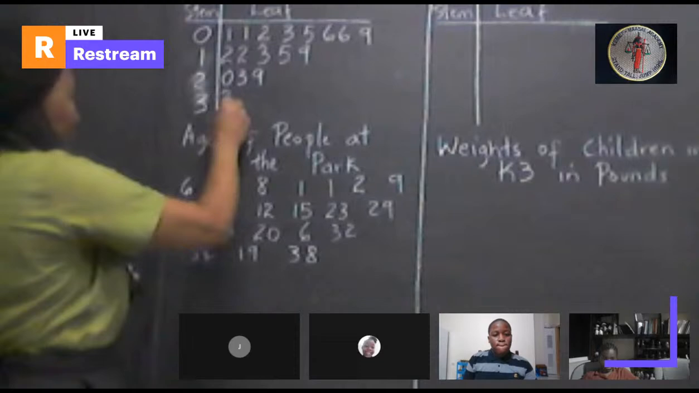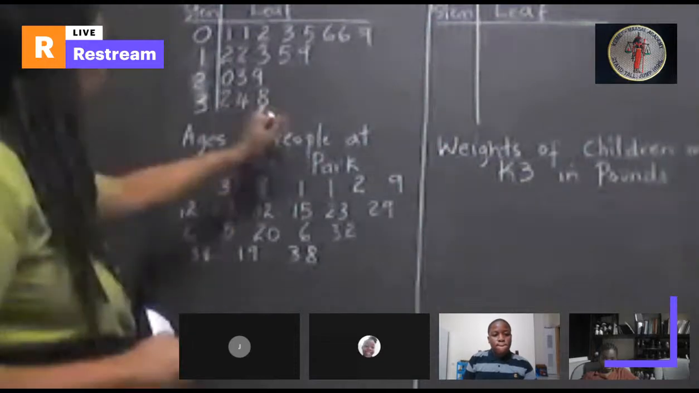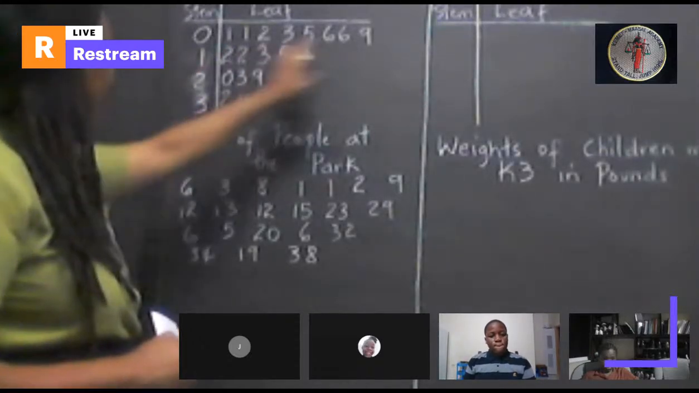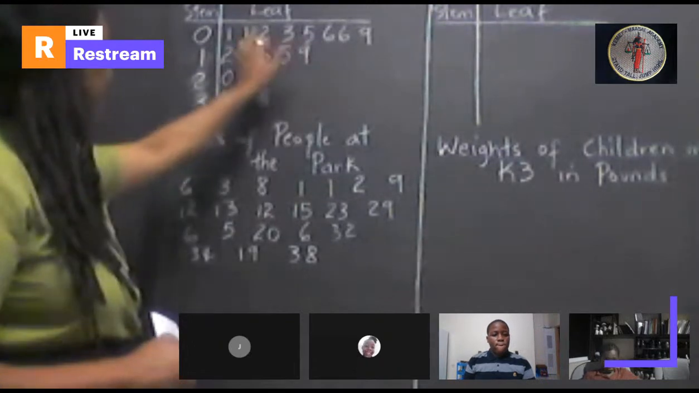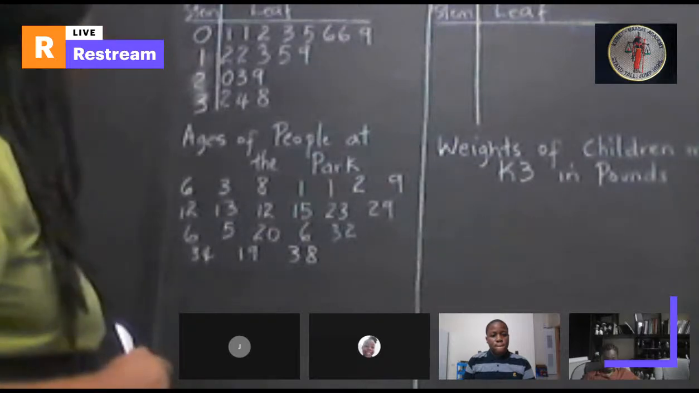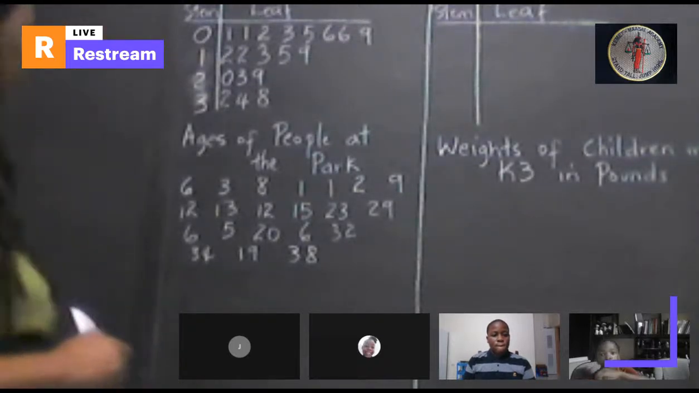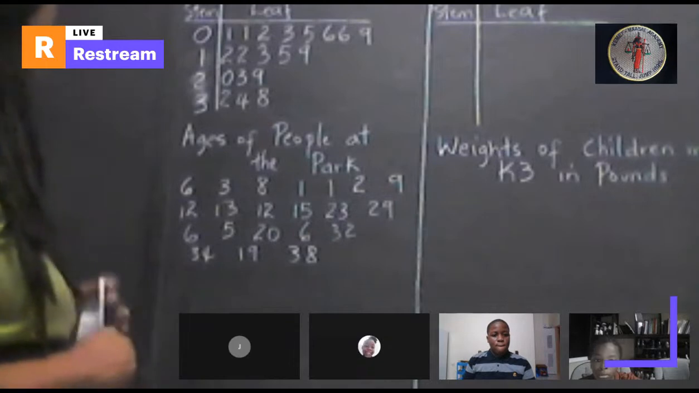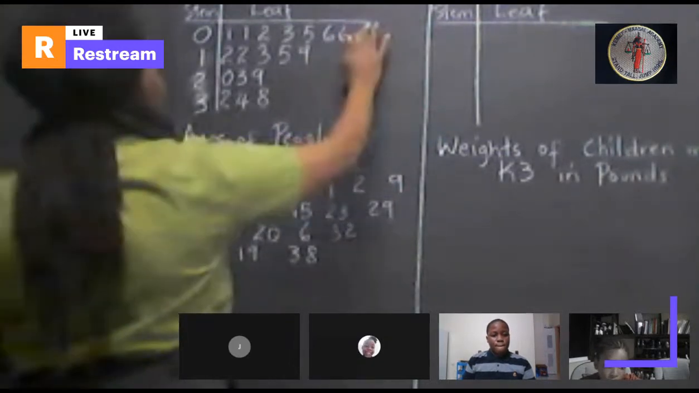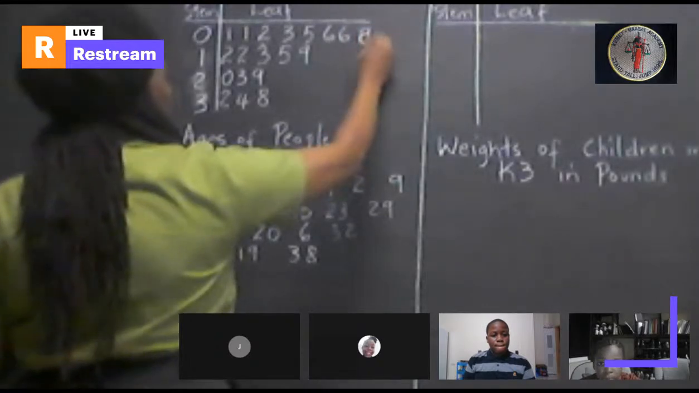I'm supposed to have 21 numbers. Let me double check. So 1, 2, 3, 4, 5, 6, 7, 10, 11, 12, 13, 14, 15, 16, 17, 18, 19. What did I leave out? I asked you guys to help me check. I left out the 8. So 8 should be here. Change that to an 8.